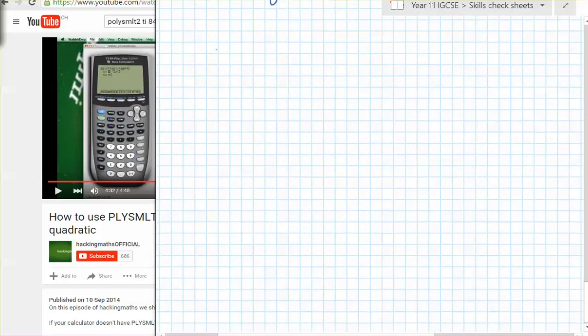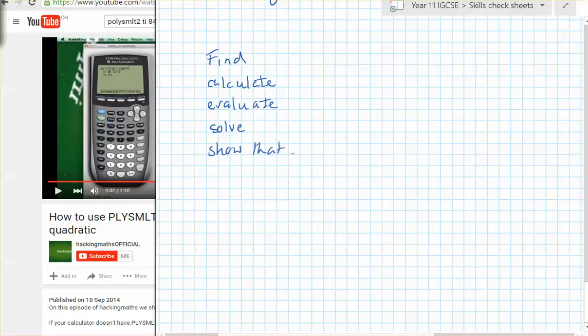So, for instance, do you know the difference between the words find, calculate, evaluate, solve, and show that? So, for instance, you think of the kinds of things you've got to do. If it says find the value of, find X, find, it means do it however you want. They just want you to write down the answer. They don't really care about the working. So if it says find, forget working marks. It's probably going to be one mark, maybe two marks for the answer. That's it.